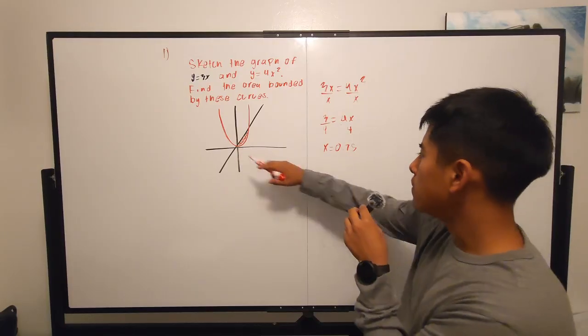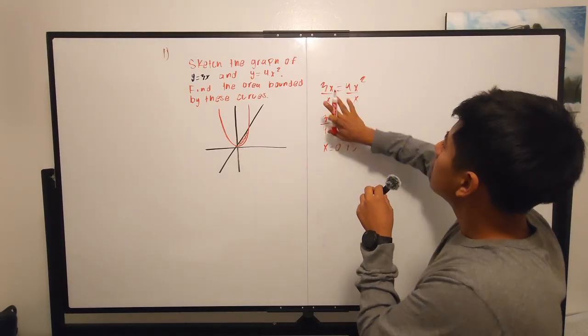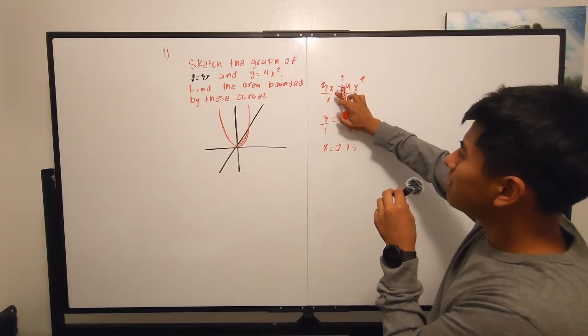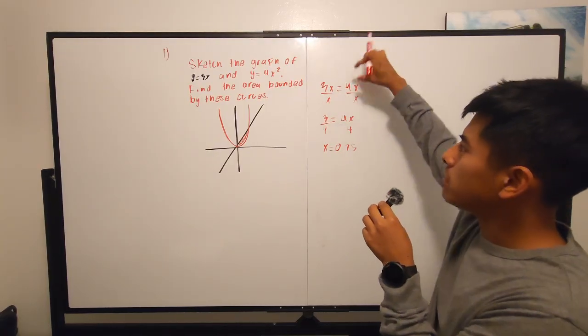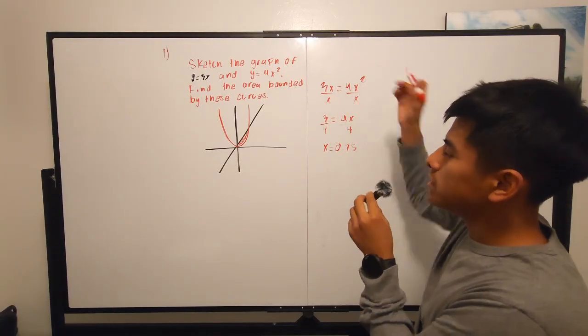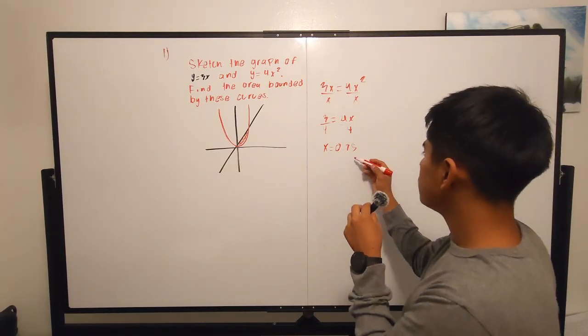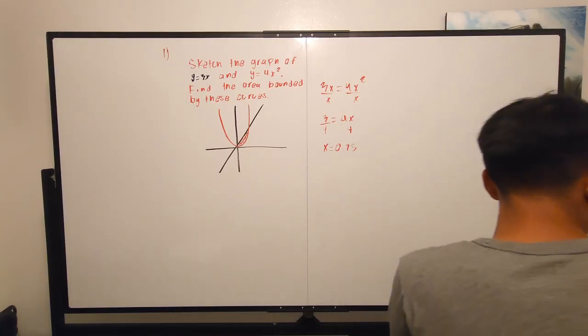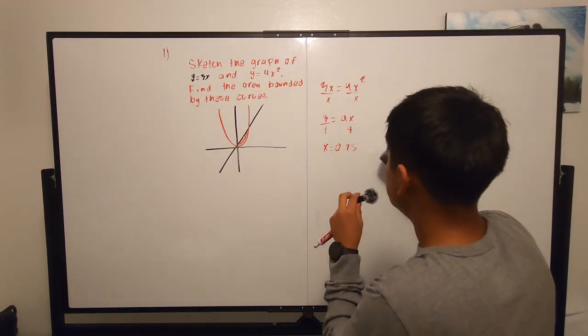The lower bound right here is going to be 0, because going back to this one right here, if we plug in 0 for both of these, for the x, they're both going to be 0, so that'll make it true. So we have x equals 0.75 and x equals 0.